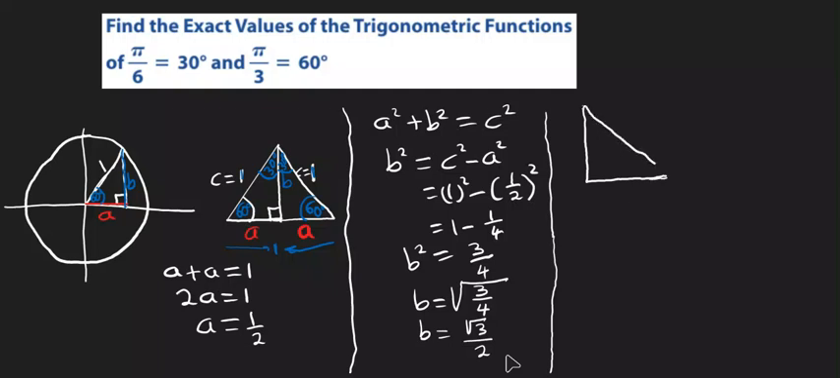Now I can quickly summarize my right triangle in this way, and I will label everything. Here we have got 60 degrees, this is 90 degrees, this is 30 degrees. Here we have got 1. On this side of b, we have got square root of 3 over 2. And down here, we have 1 over 2. So now, I want us to find sine. We are going to use SOHCAHTOA.